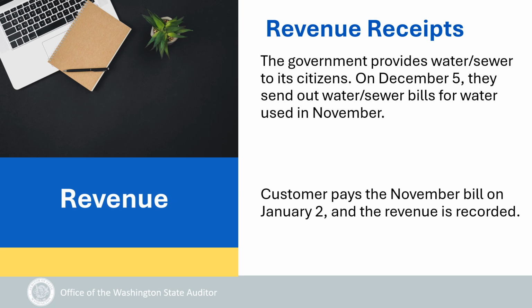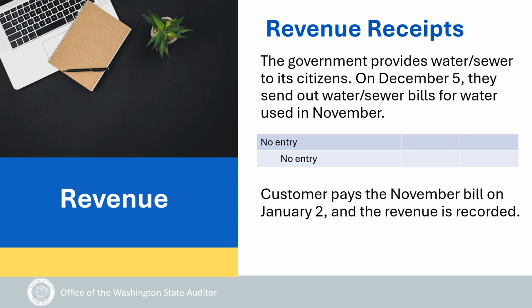Now we can start talking using the journal entry system we discussed earlier. Let's start with a revenue example. Our example is this. The government provides water and sewer services to its citizens. On December 5th, they send the water and sewer bills to their citizens for water used in November. At this point, we have no journal entry under cash basis accounting because no revenue has been receipted.